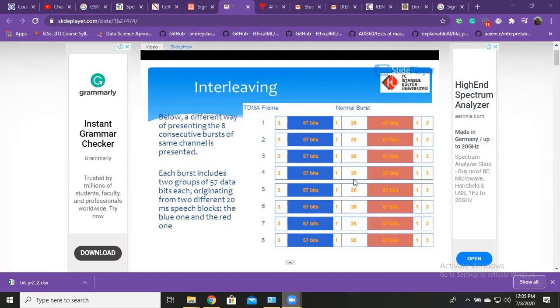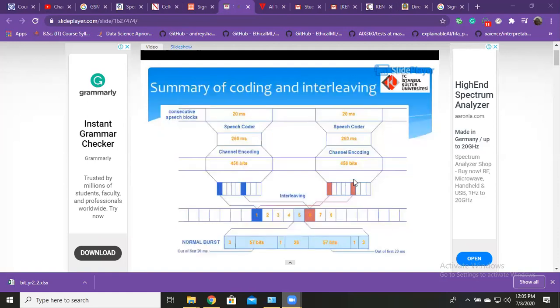Each burst includes two groups of 57 data bits each, originating from two different 20 ms speech blocks, the blue one and the red one. Summary of coding and interleaving.